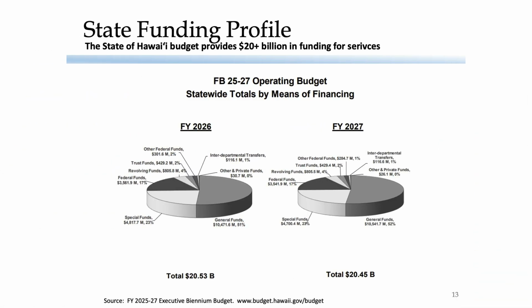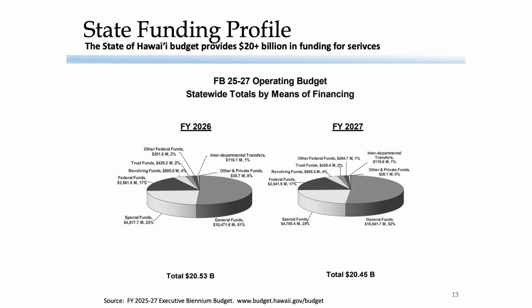When you look at the entire state budget in the current biennium, this is for fiscal year 2026 and for fiscal year 2027, as appropriated at the 2025 legislature, you see a state budget that's roughly about $20.5 billion in total funding from all funding sources of the state.